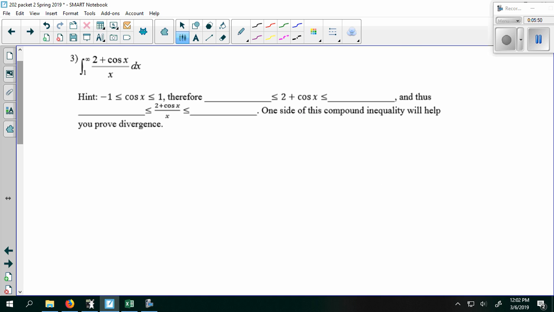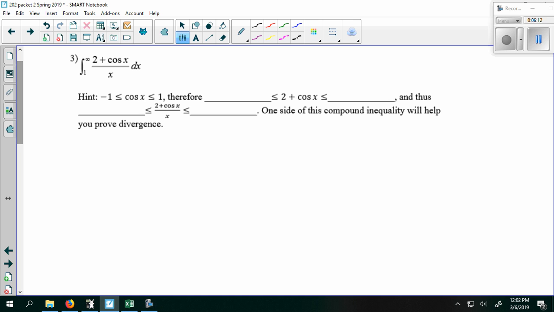Okay, this one's a little trickier, so we have a hint written out here. The integral from 1 to infinity of 2 plus cosine x over x dx. So the hint is to know that cosine x is always sandwiched between -1 and 1. The outputs of the cosine function are always between -1 and 1.